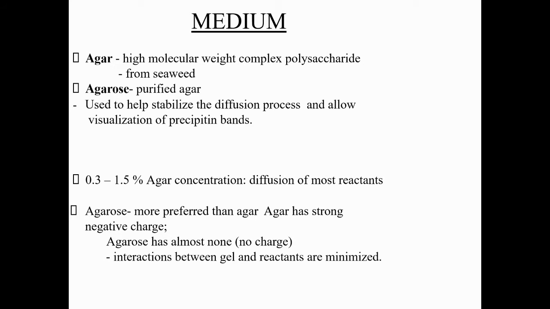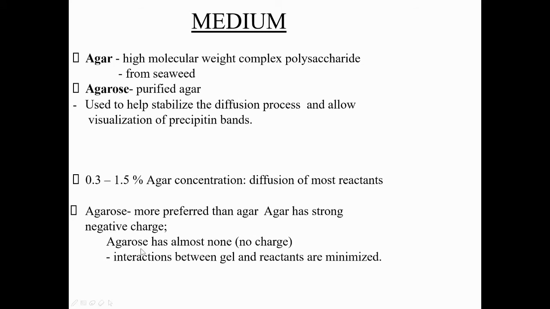And then agarose also plays a vital role in electrophoresis. So we can use agarose for gel electrophoresis. Now look at this point: at 0.3 to 1.5 percent agar concentration, the diffusion of most reactants will take place. And agarose is more preferred than agar. Why? Because agar has a strong negative charge, but agarose doesn't have a strong negative charge.